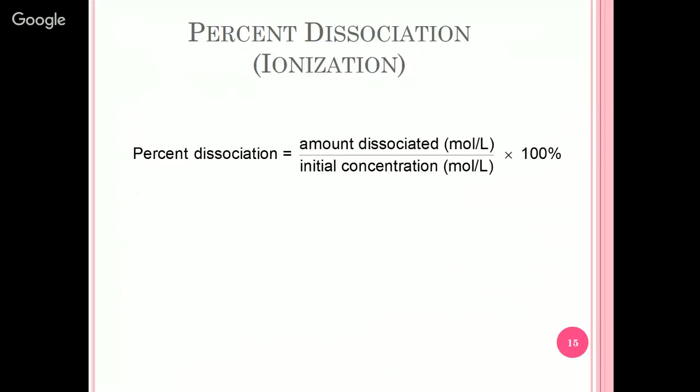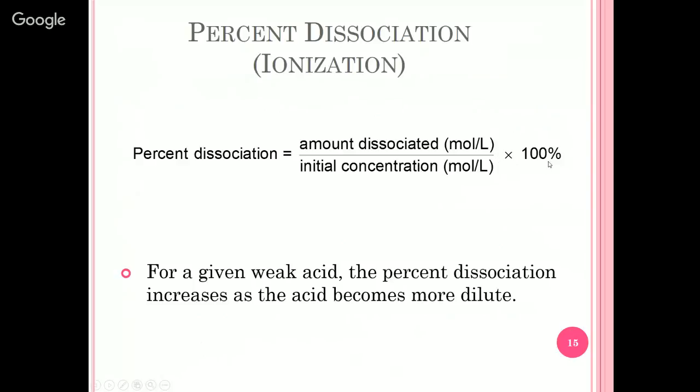Instead of using Ka values, we can also simply talk about percent dissociation or percent ionization, and these are related to each other. Your percent dissociation looks at how much is dissociated out of your initial amount that you start with, times 100%. Percents are always some type of ratio, part over the whole, times 100%. For a given weak acid, the percent dissociation increases as the acid becomes more dilute.